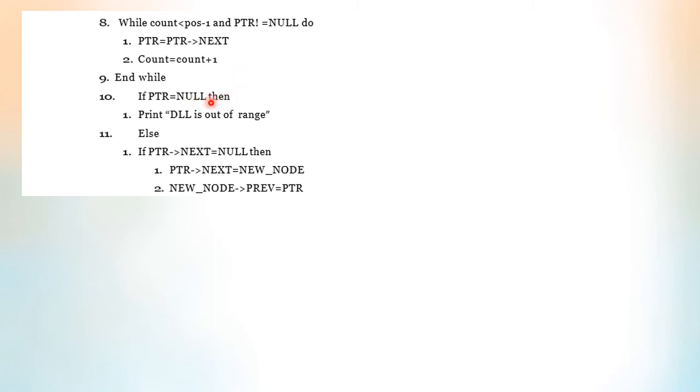If pointer is equal to null, this means the value given by the user for position is very large when compared to the number of nodes in the doubly linked list, and you have to print the message as doubly linked list is out of range. Now in the else part, if pointer's next is equal to null, then pointer's next part is equal to the new node and the new node's previous part is pointing to pointer.